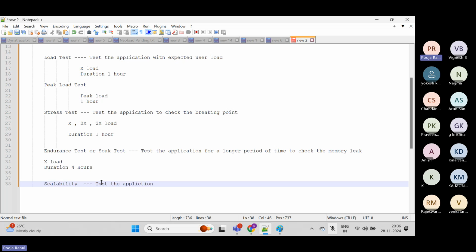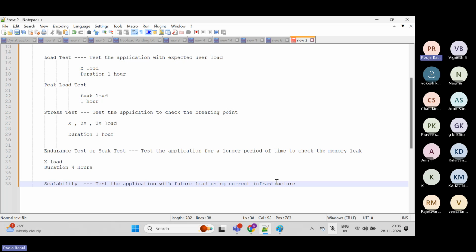Test the application with future load using current infrastructure. Okay, test the application with future load using current infrastructure.